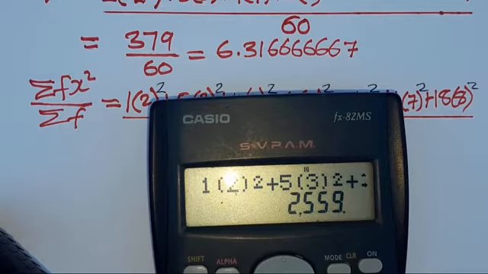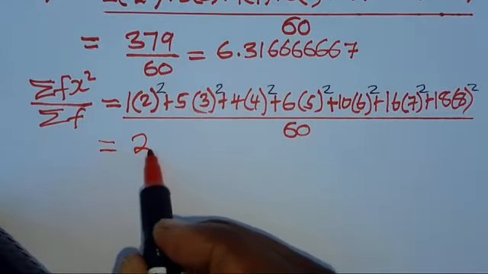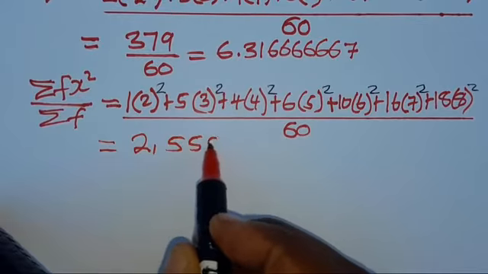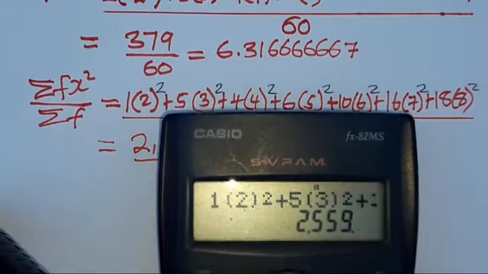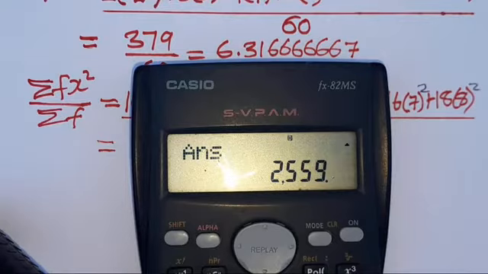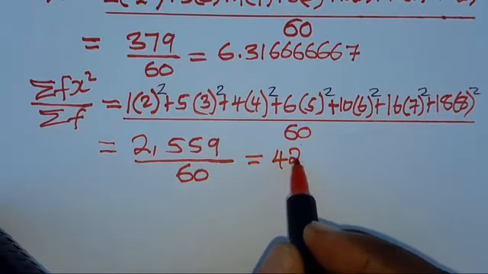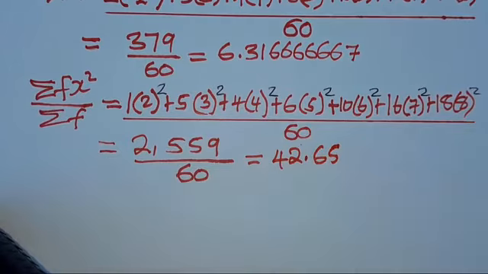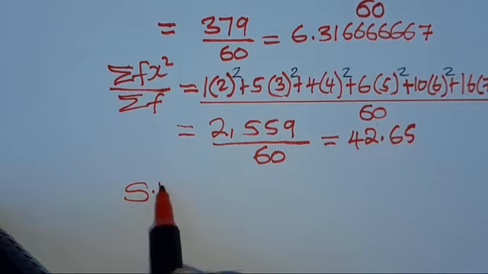So you can see that we have 2,559. Okay? So we are having 2,559 over 60. So what we are going to do again is say answer on the calculator, then divide by 60, which gives 42.65. So this is 42.65.